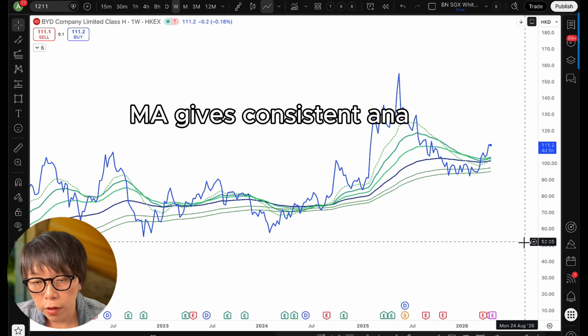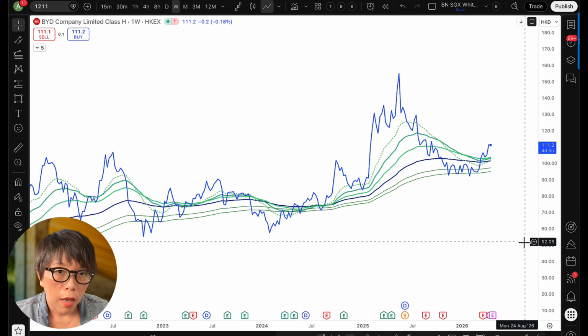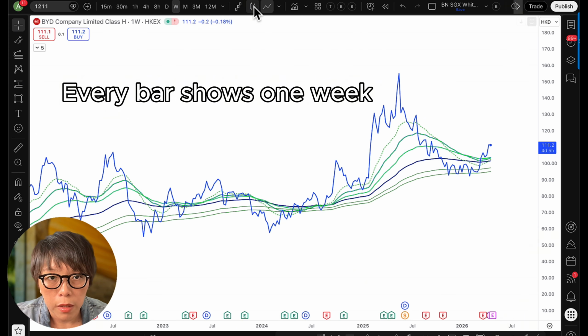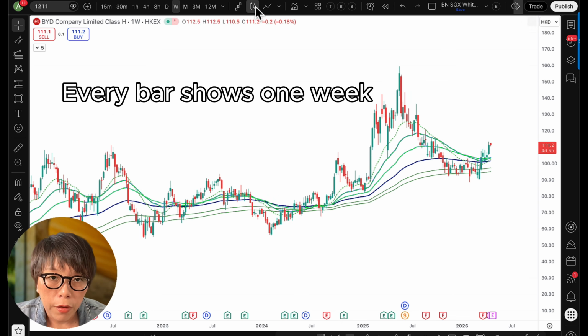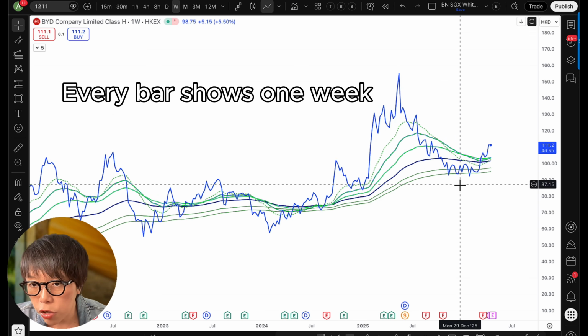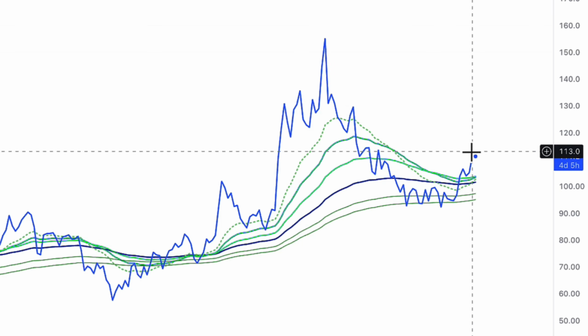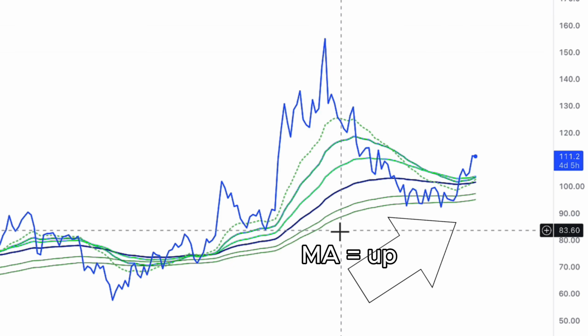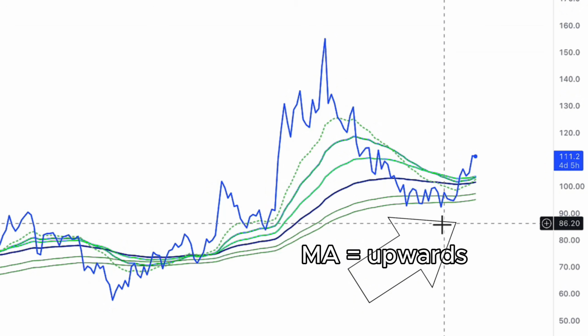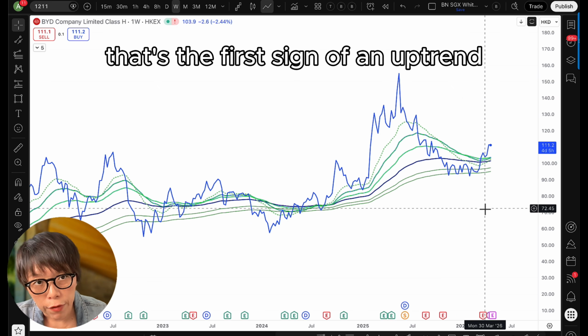and you find that they do give you quite consistent analysis. For example, I have the weekly time frame here. So this is every single bar. It shows a week. And you find that by switching that in the line chart and looking at from the weekly point of view, then BYD at this moment, the moving averages are still slanting upwards. So that's the first sign of an uptrend.